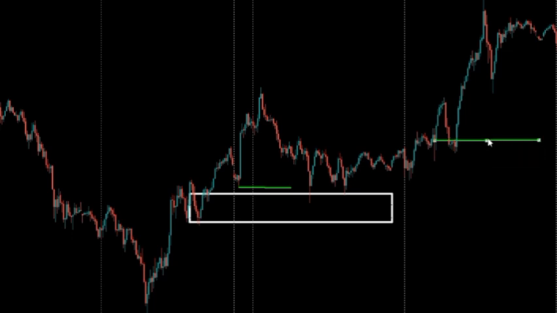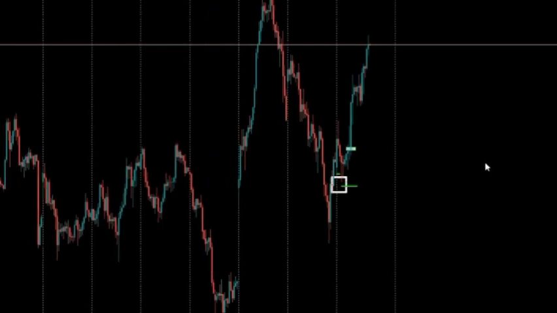You buy from here. See, internal structure has been taken. Initially I would have bought from here, but the candle that closed and broke the structure doesn't look healthy. So we'll wait for price to move and buy from this other point with our stop loss below this point, and we target the highest point of the range.